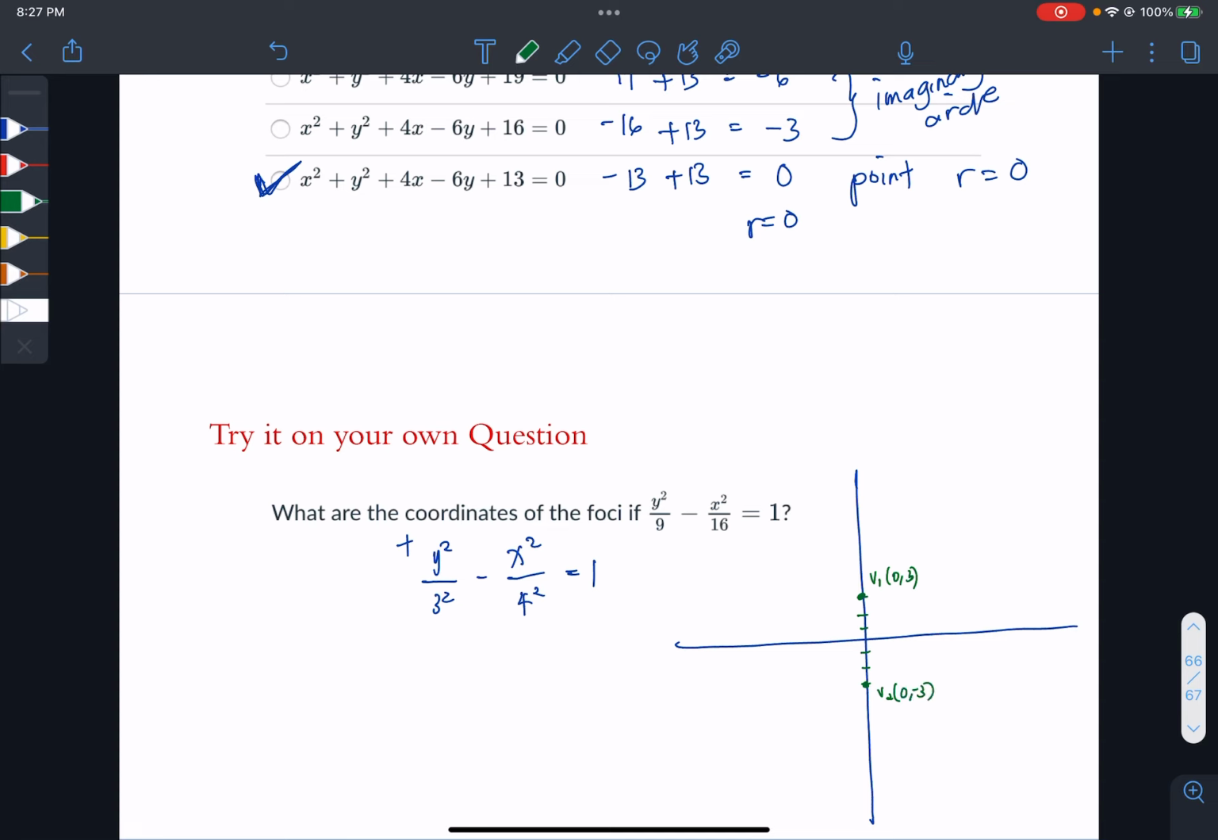Tapos, yung sa x natin, which is 4. So, 1, 2, 3, 4. 1, 2, 3, 4. So, para ma-drawing lang natin yung ating asymptote. So, this would be our asymptote. Ayan lang yung focus natin.